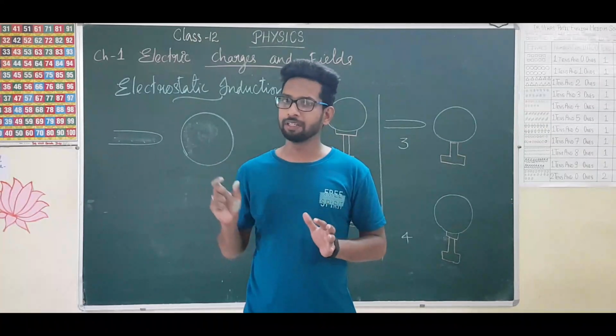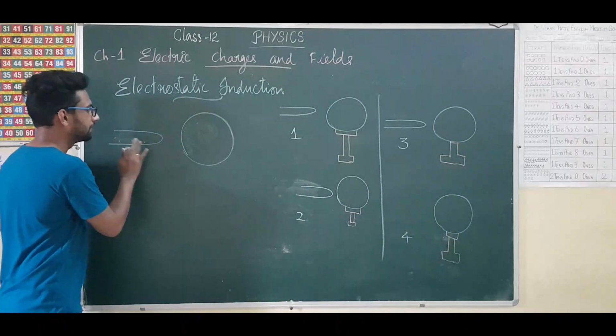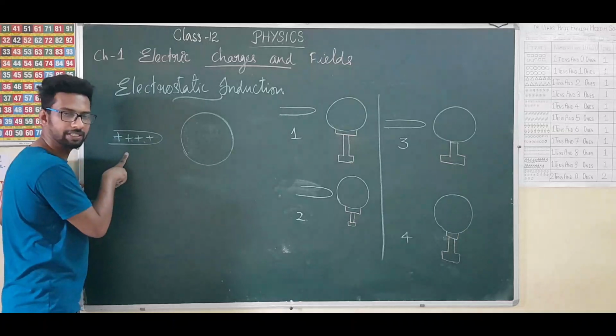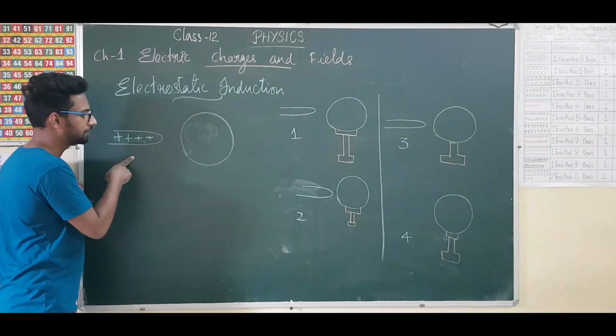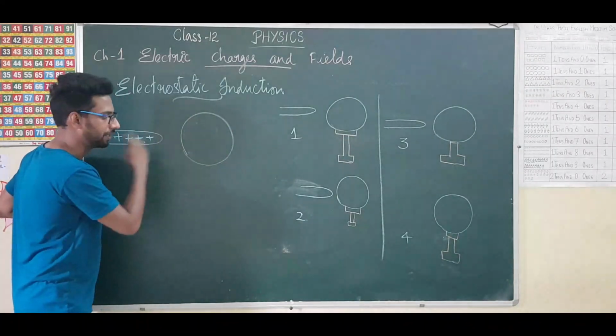I will explain the figure, which will make it easy for you to grasp the concept. See, consider a glass rod which has positive charge. So this is our charged body. What is the charge of this body? Positive charge. Here there is one neutral metallic sphere.